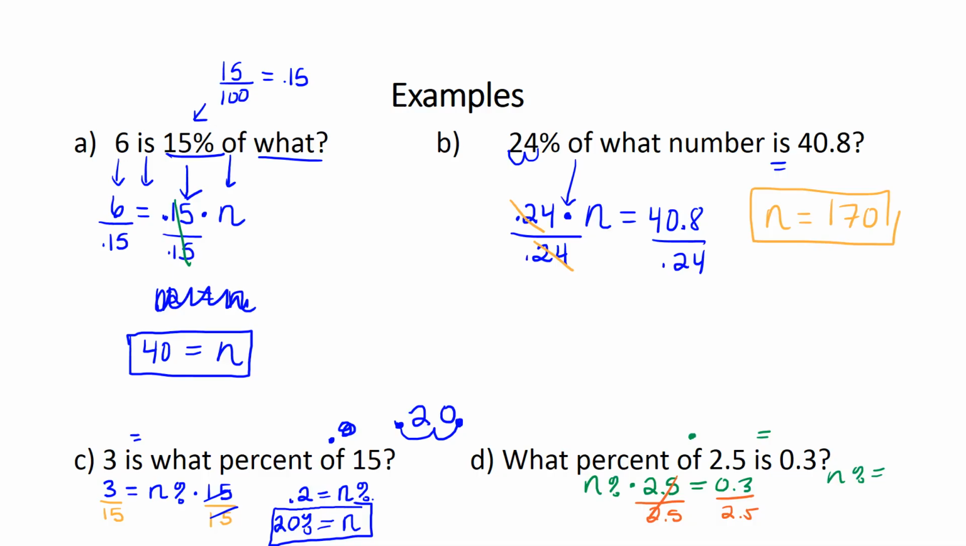0.3 divided by 2.5 is 0.12, and again, that's not a percent. We need to change it to a percent by multiplying by 100. 12%, which sounds like a reasonable answer.